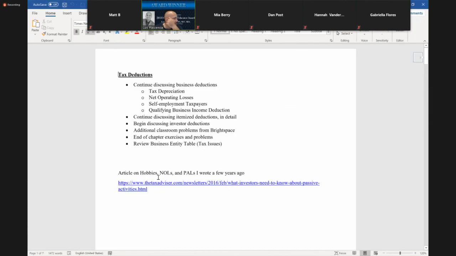All right, so next, itemized deductions, or personal deductions, is what we're going to talk about. We actually made a lot of progress so far. Again, we talked about tax depreciation, net operating losses, self-employment taxpayers, and the qualified business income deduction today. We accomplished all those. We're going to cover that in more detail in the next couple of sessions as well. We're going to talk about itemized deductions in more detail today.